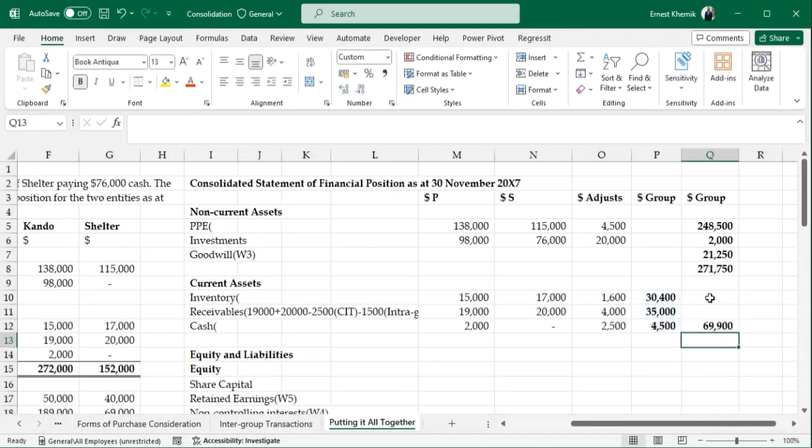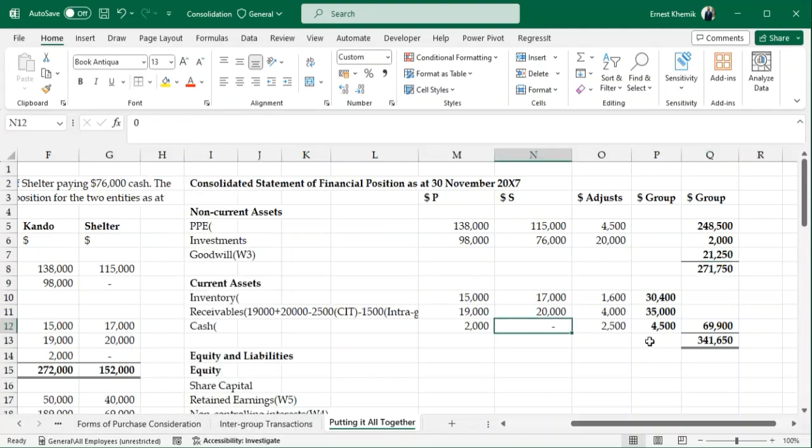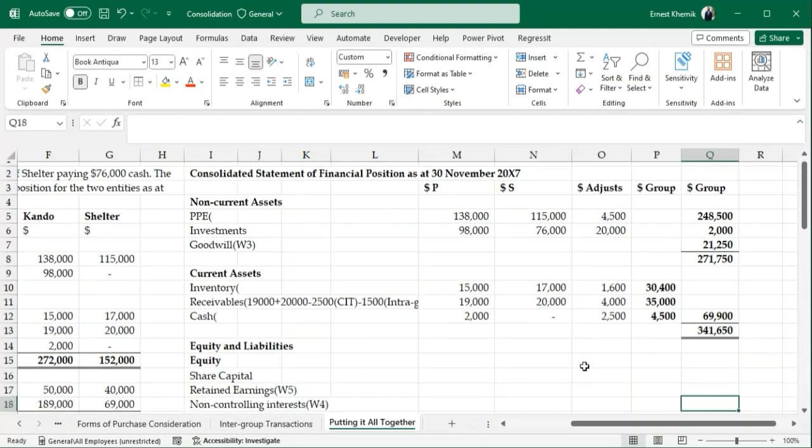Enter. And then I know that my total assets is going to be equal to this plus this, and that will give me 341. Let me quickly double underline that. All right, put a border at the top here. All right, then we have, that is it for our assets.